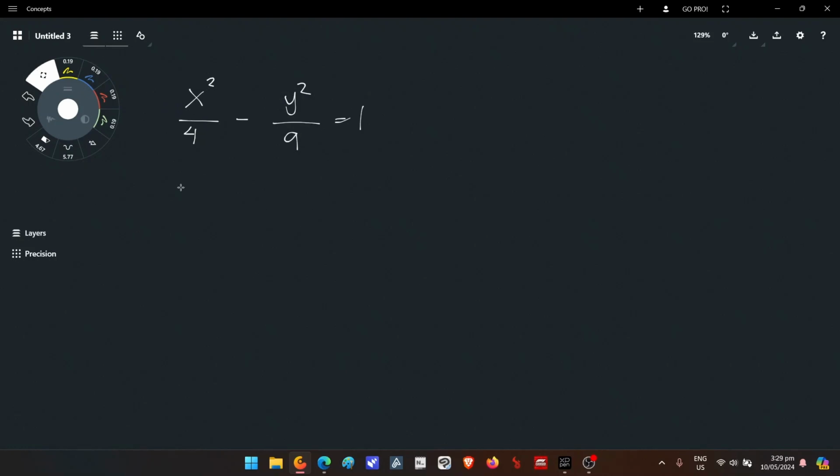So check. Since we know that this is the shape, then this is the a squared. So a squared is equal to 4. That must mean that this is b squared, 9. To find a and b, just square root both sides of the equation, and you will get a is equal to 2 and b is equal to 3.